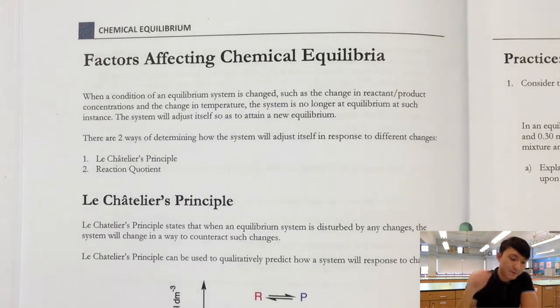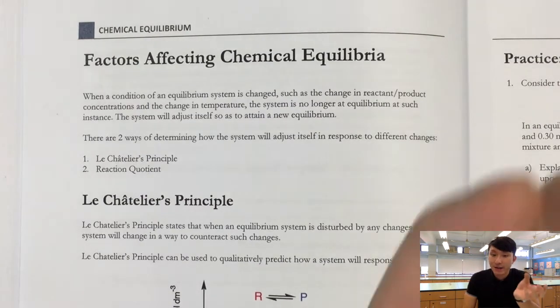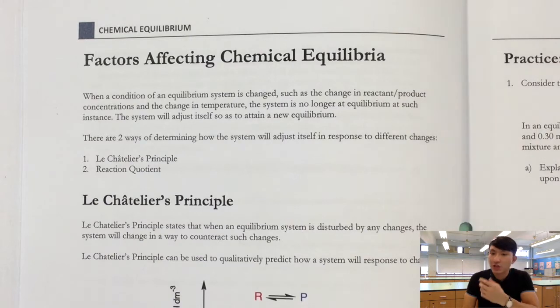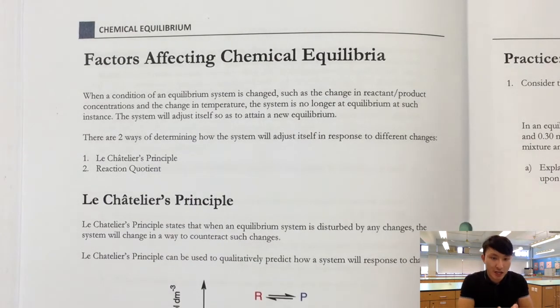So let's get started. When we have an equilibrium system, we say that the reactant concentration and the product concentration will not change, and the overall physical property will not change, right? Now, what if we impose a change onto the system? For example, we increase the temperature of the system, or we add some extra reactant to the system, or perhaps we remove some of the product. These are possible changes that can happen to a system.